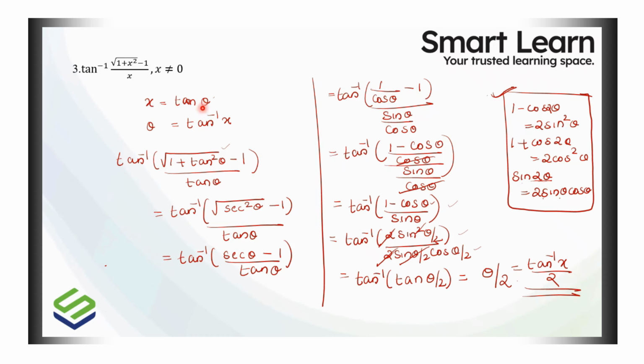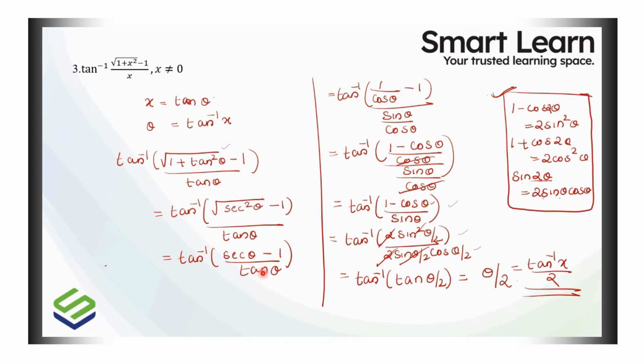So x is tan theta. So what is theta? Tan inverse x. Now look children, tan inverse of root of 1 plus tan square theta. What is 1 plus tan square theta? Sec square theta. So what is root sec square theta? Sec theta. So sec theta minus 1 by tan theta.